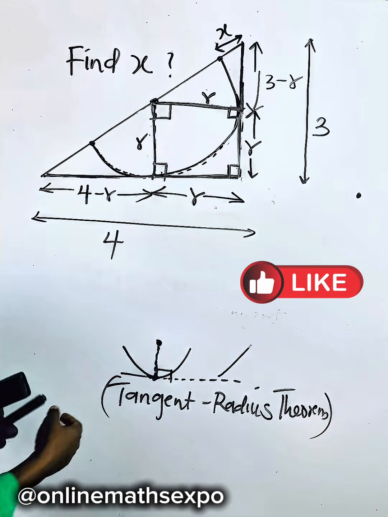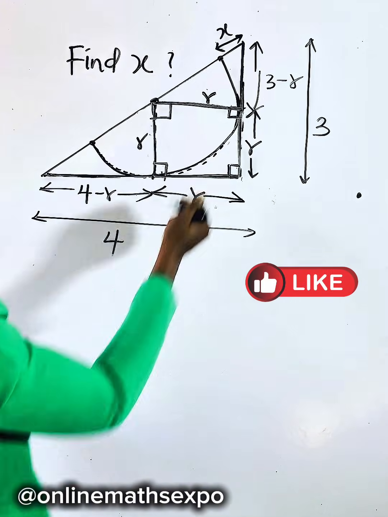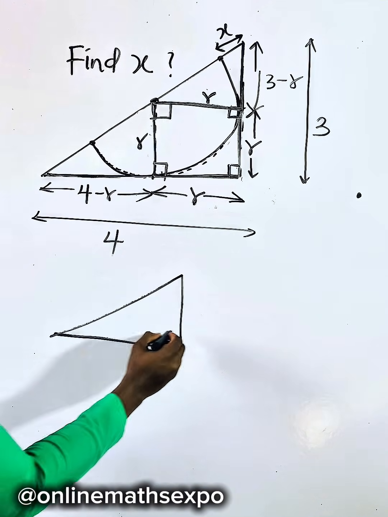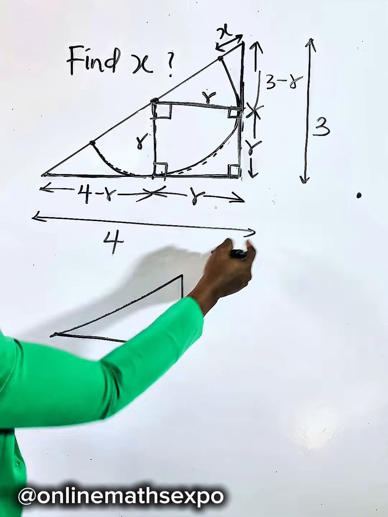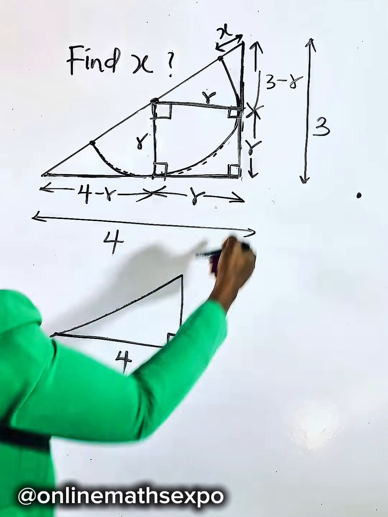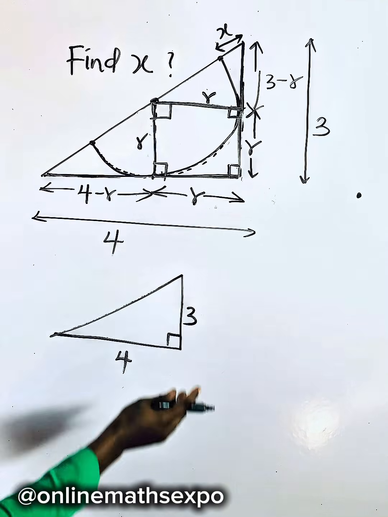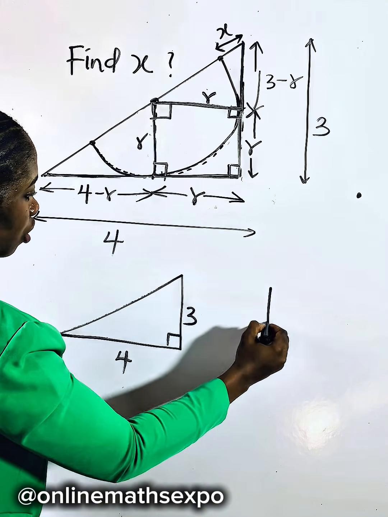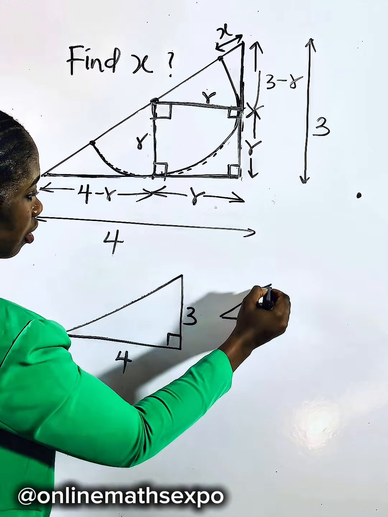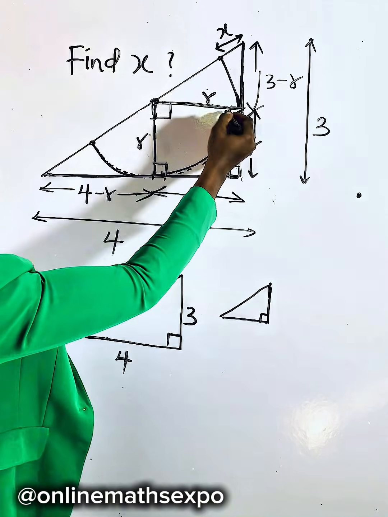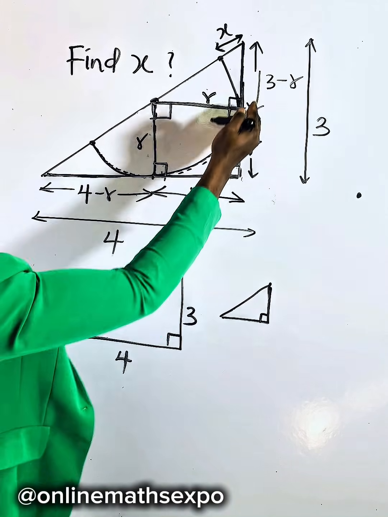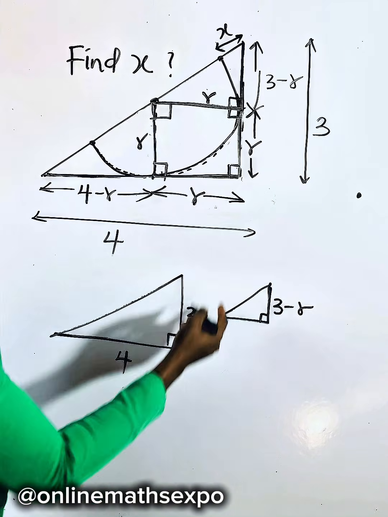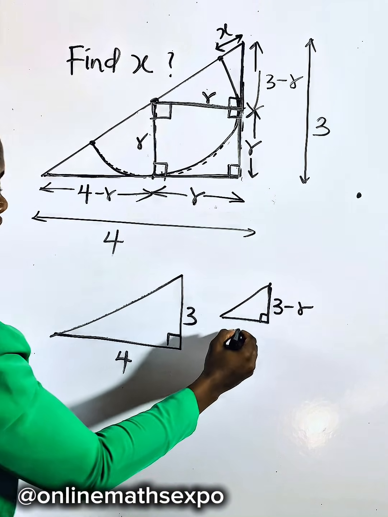So bringing out the bigger shape, for the bigger shape, this is what we have. Remember, it's a right angle here, and this length is 4. This is 3. Now we can also get this smaller shape. If you bring out that smaller shape, this is what you have. It's a right angle here. If here is 90, here is also 90. And from here to here, you have seen is 3 minus r. And this length from here to here is r.